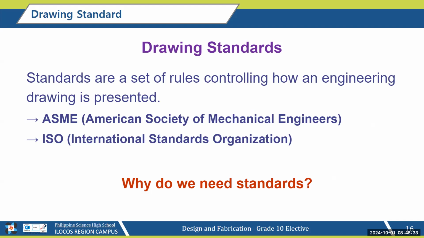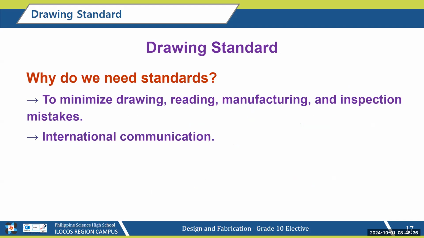But why are these standards important? Number one is by minimizing mistakes. Standards help reduce errors in our drawings, in reading them, manufacturing them, and during inspection. Number two is for international communication. Standards ensure that our drawings can be understood and followed anywhere in the world. In short, standards make sure everyone is on the same page no matter where they are.